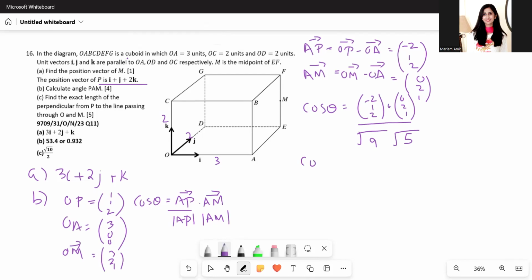Okay, let's find the dot product. Dot product would be minus 2 times 0 plus 1 times 2 plus 2 times 1. That is 0 plus 2 plus 2, which is a 4. So we have 4 over 3 root 5. Now we take cos inverse of this, either in degrees or in radians. And in degrees, I'm getting this. That's part B.